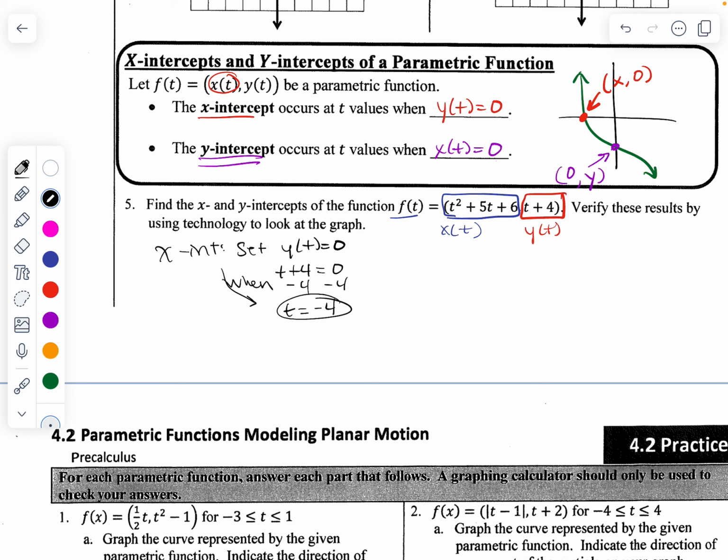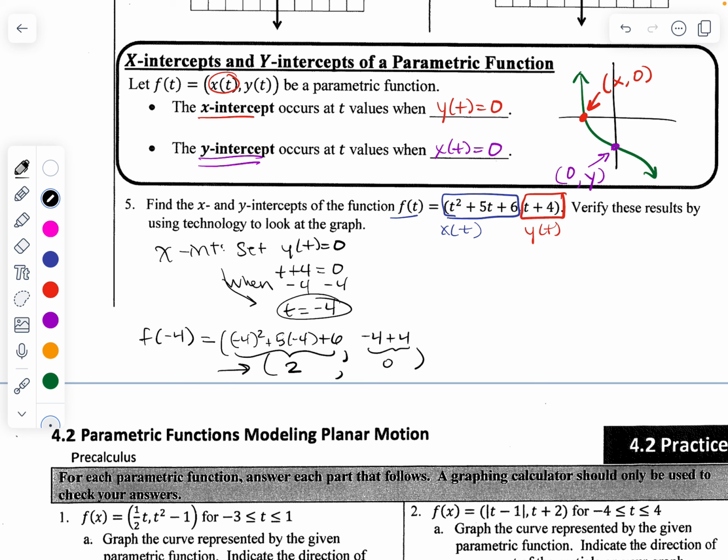So to find where it's happening, let's plug in that t of -4. Remember, we're going to plug this into t squared plus 5t plus 6, which is (-4) squared plus 5 times -4 plus 6. So this becomes 16 minus 20 plus 6, a total of 2. And for the y value, t is -4 plus 4, and we end up with 0. So when t is -4, our x-intercept is (2, 0).